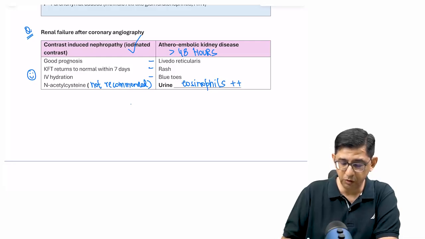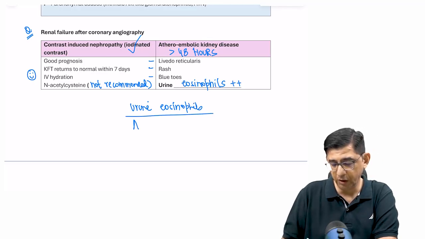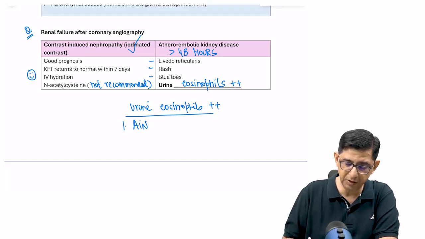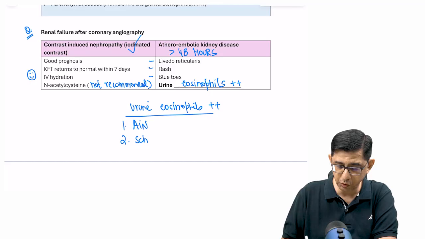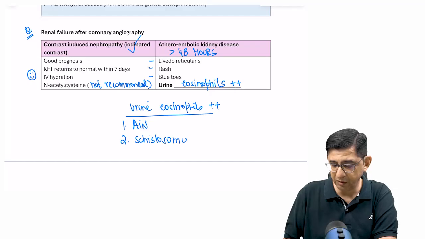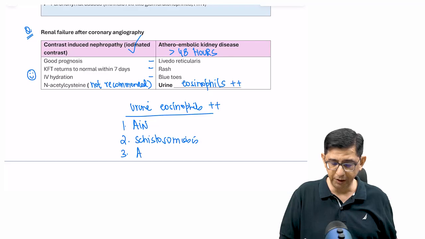In fact, whenever you read about urine eosinophils, what are the differentials that you should keep in your mind? Urinary eosinophiluria can be seen with acute interstitial nephritis, which is seen with vancomycin. Second, it can be seen with schistosomiasis. Understandably, parasitic infestation can have it. And the third one is what I've just explained to you, that is atheroembolic kidney disease.